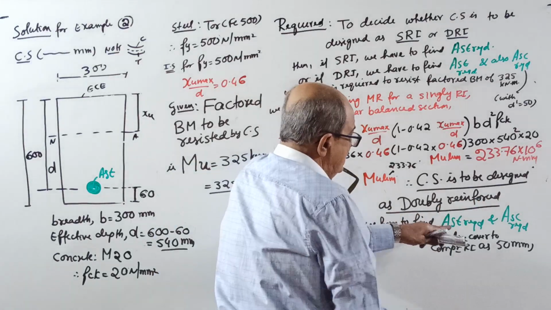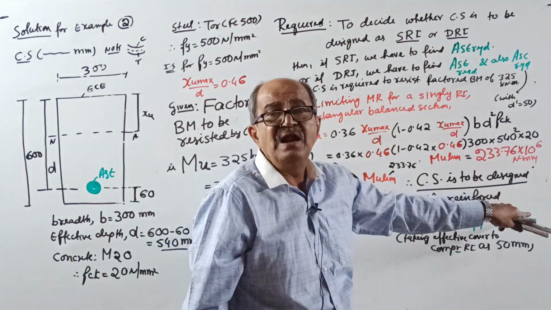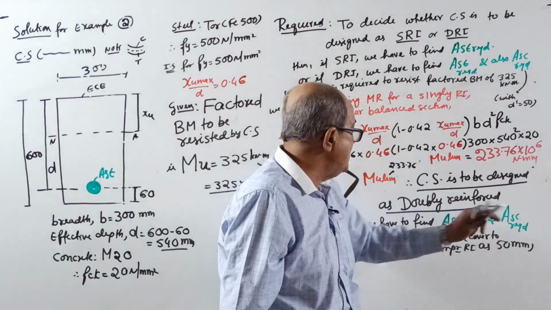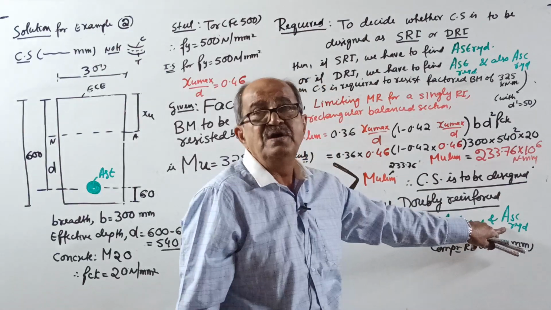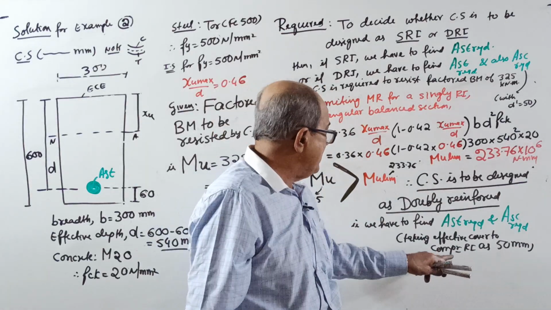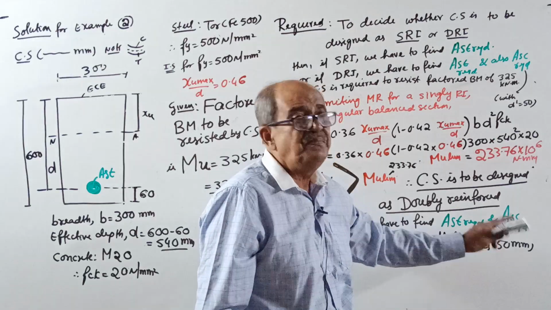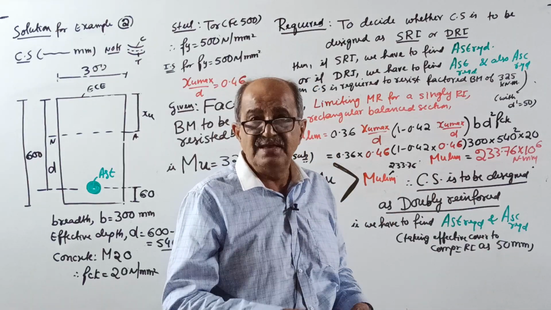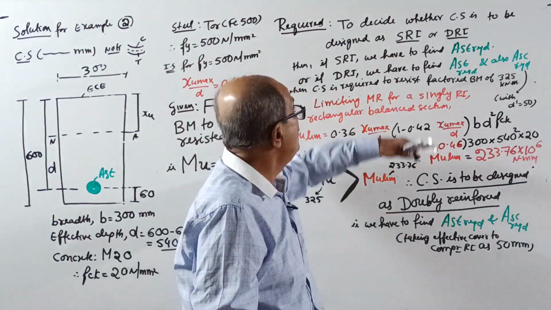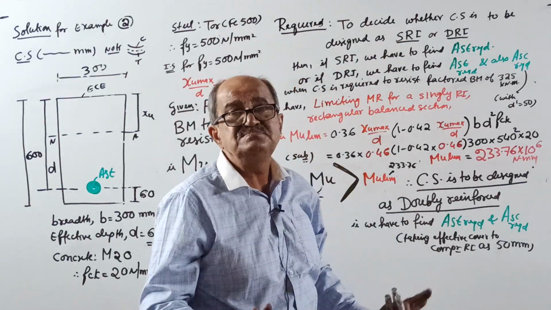Therefore we have to find AST required and also ASC required, right? And they told, if applicable, the effective cover to compression steel is 50 mm. So that is d dash. Yes, now applicable. Okay, now systematically we will start.